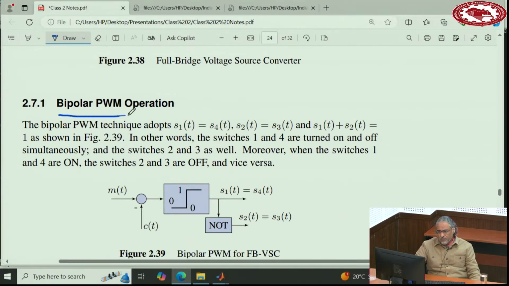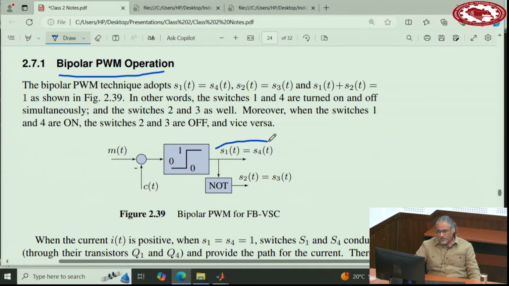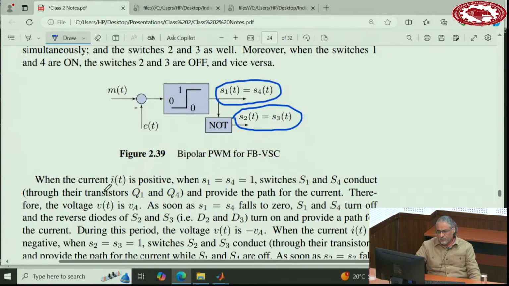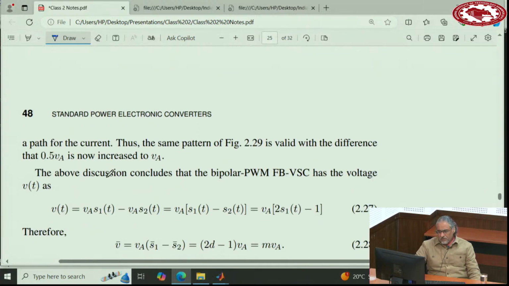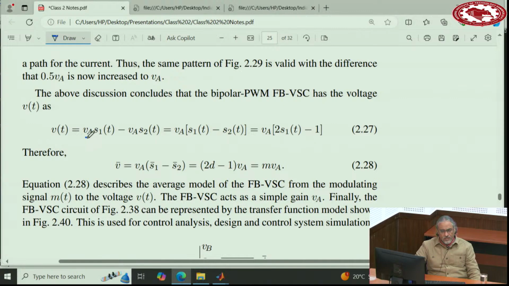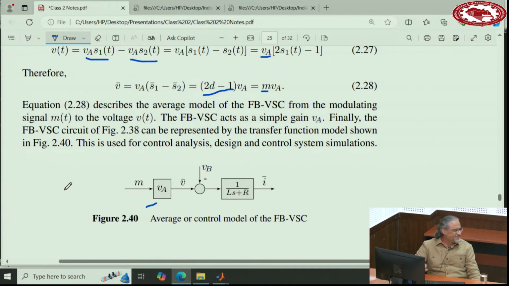So that's the bipolar PWM operation. I said S1 and S4 are equal all the time. S2 and S3 are also equal, but the complement of S1 and S4. So voltage V is equal to VA times S1 minus VA times S2. And then see the difference is we don't have VA over 2, we have VA. So 2D minus 1 and M, and that's it. Right? So the only difference is that now we can generate twice larger voltage at the output terminals.